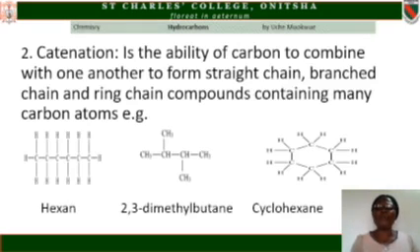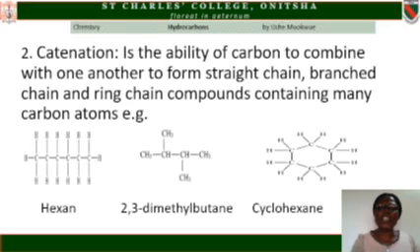Another reason why carbon forms numerous organic compounds is because of its ability to undergo catenation. Catenation is the ability of carbon atoms to combine with one another to form straight chain, branch chain, and ring chain compounds containing many carbon atoms. For example, on the screen, you see the first compound here, hexane. Hexane is a straight chain compound containing 6 carbon atoms and 14 hydrogen atoms.